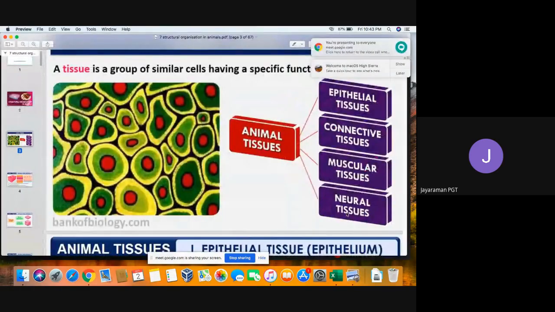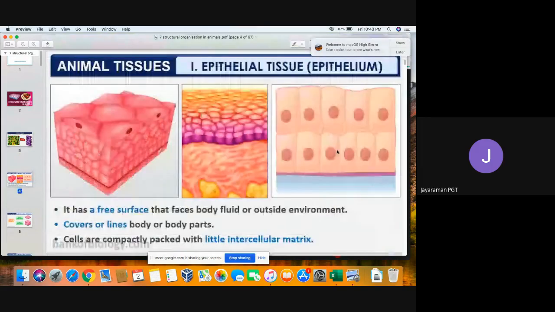Then neural tissues. Under the neural tissues, we'll be discussing all types of nerve cells. Neural tissue is made up of neurons, nerve cells. So these are the things one by one we'll be discussing. First one is epithelial cells, the covering tissue.